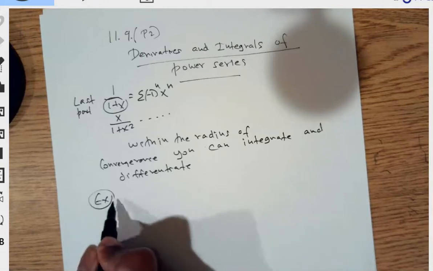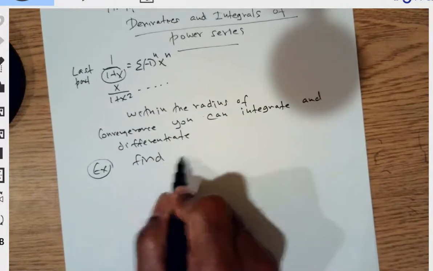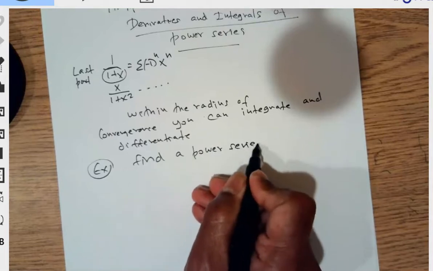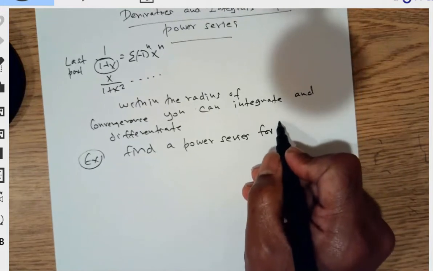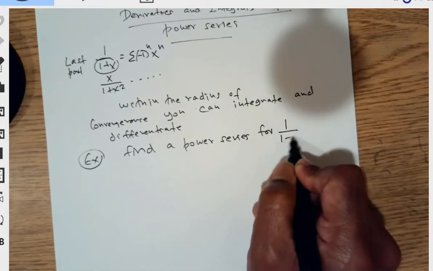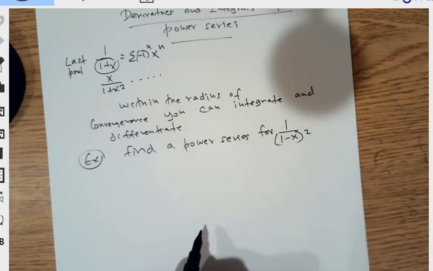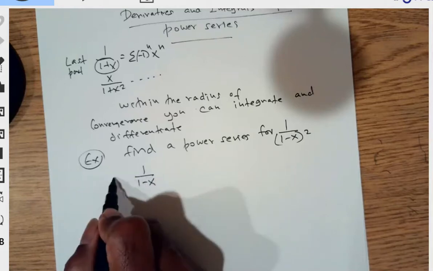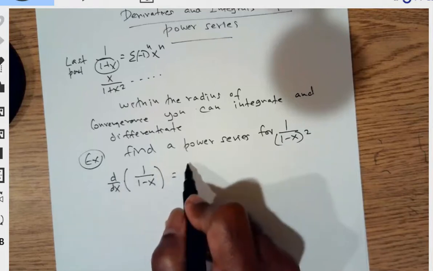Okay, so let's try to find the power series for 1 over 1 minus x squared, right? Now we know that this is actually the derivative of a familiar function. For example, if you take 1 over 1 minus x, and if you take the derivative of that, what do we get?